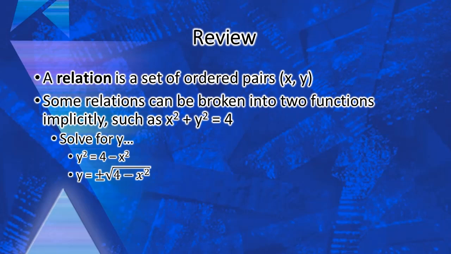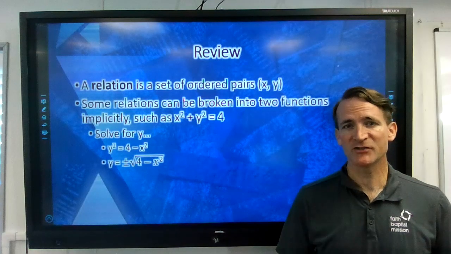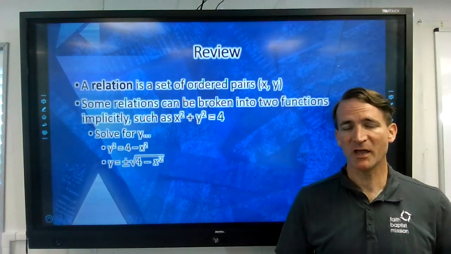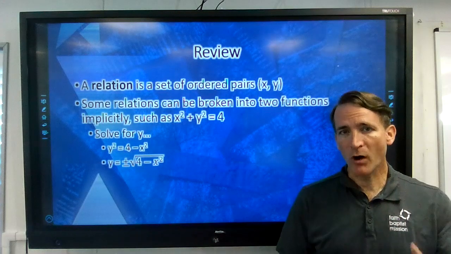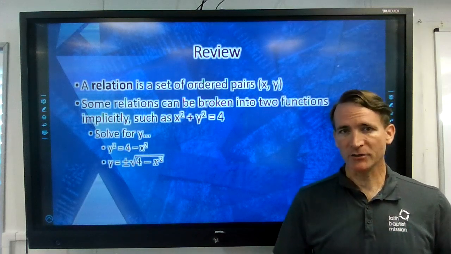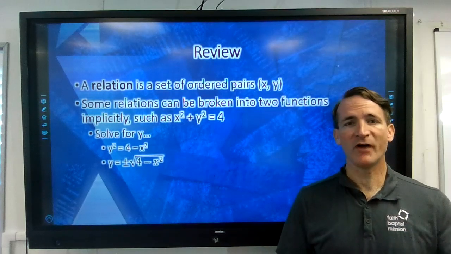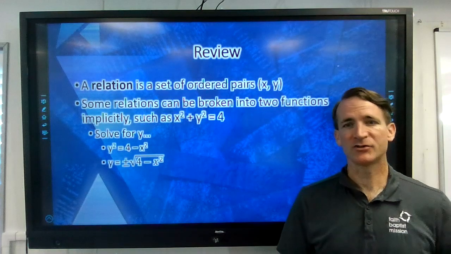Remember, a function has to pass the vertical line test, which means for every single value that you have in your domain, you should only get one value in your range. So if I plug in a 0 for x, I should only get one value for my y, not two.